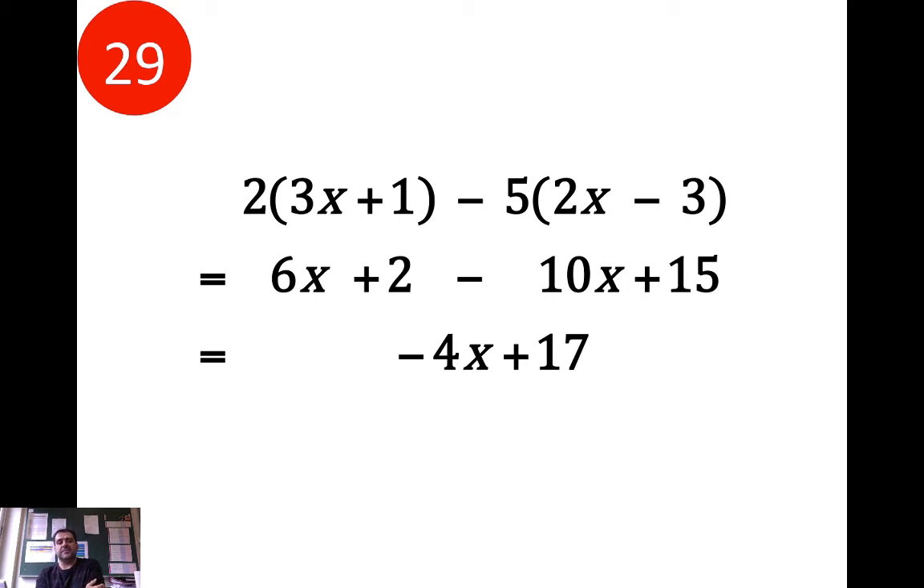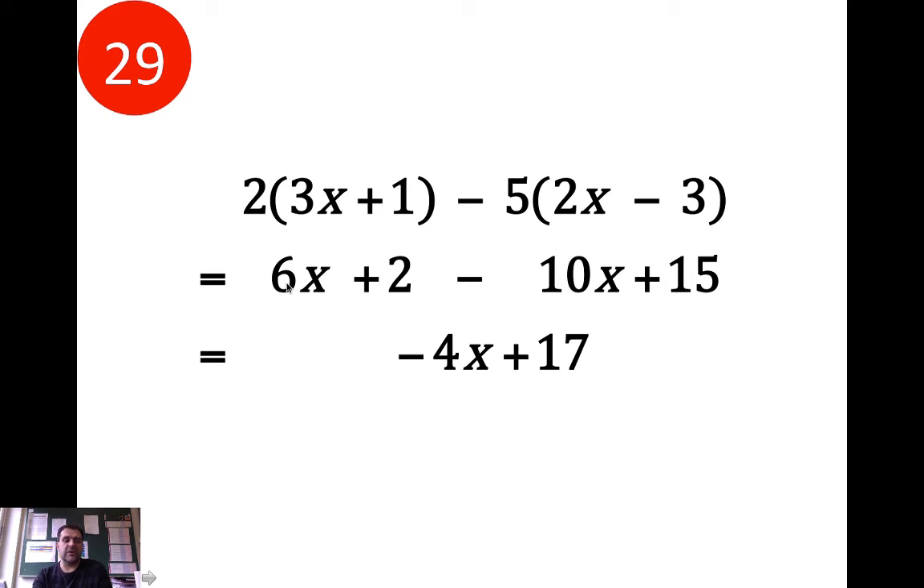Question 29. 2 brackets 3x plus 1 minus 5 brackets 2x minus 3. So again, doing the multiplying first, I'm going to start with 2 times everything in this bracket. 2 times 3x is 6x, 2 times 1 is 2. Now I'm going to do minus 5 times everything in this bracket. So minus 5 times 2x gives me minus 10x. And then minus 5 times minus 3 gives you plus 15, because minus times minus makes plus.